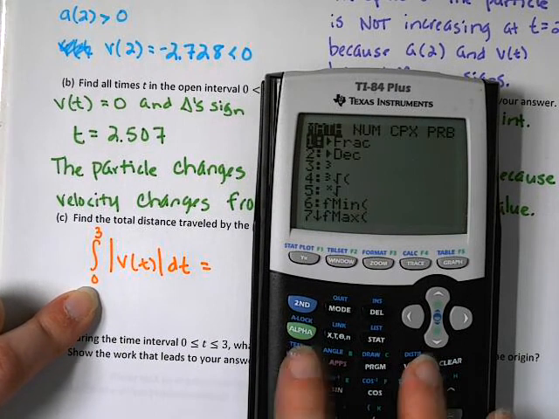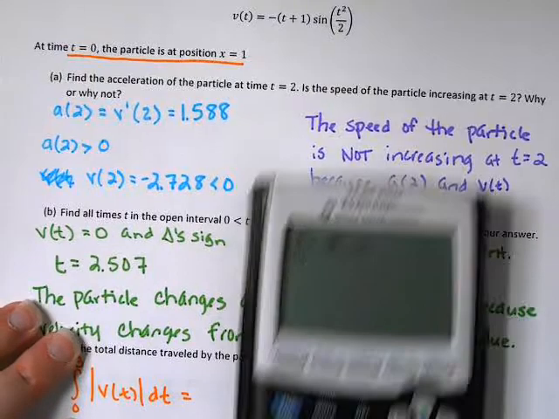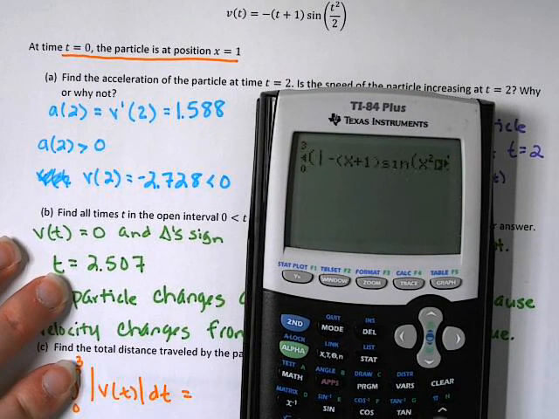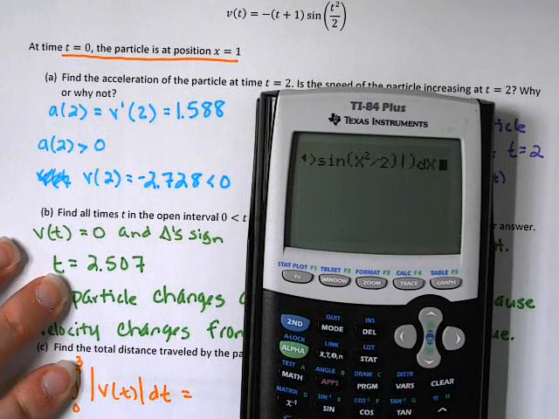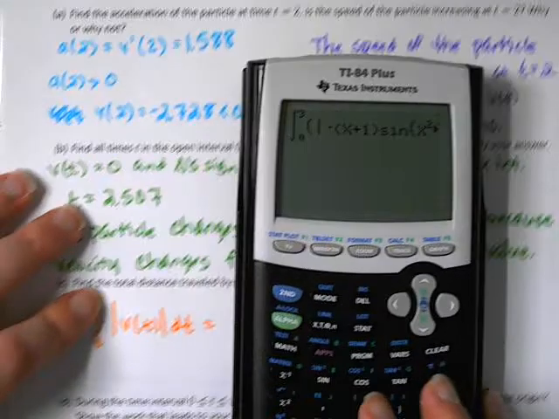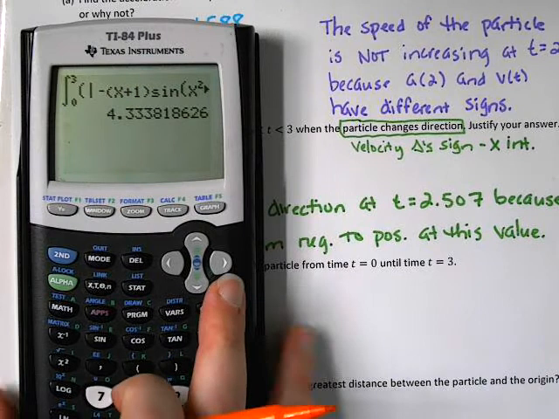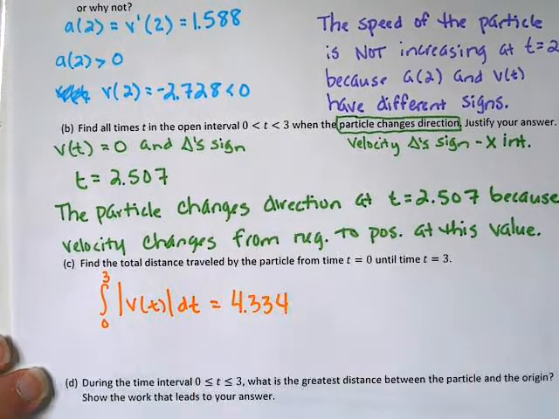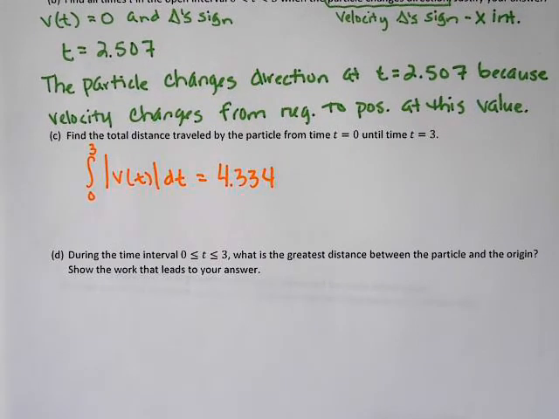So I'm going to go back to math, go over to number, and the first one there is absolute value. Then I plug in my function: negative x plus 1 sine of x squared divided by 2, dx, and hit enter. And it's thinking. Okay, there we go. The total distance traveled is 4.334. That's the total distance traveled. We don't have to justify anything, so that's kind of nice.